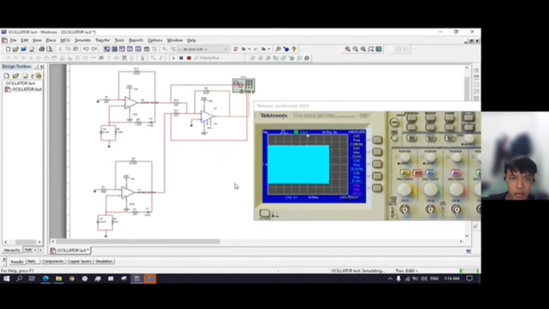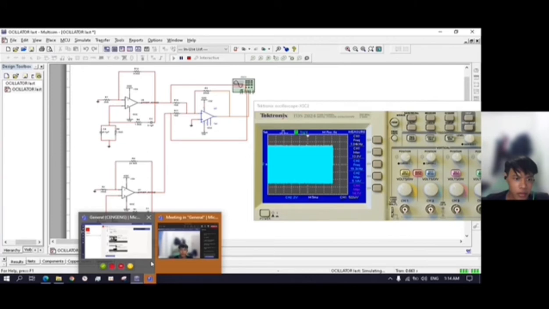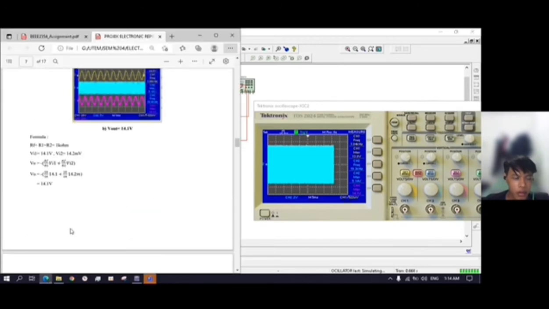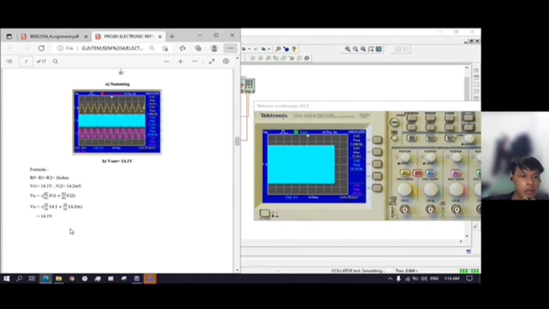Summing for oscillator 1 and oscillator 2. In the equation, how to do the summing? RF must equal R1 and R2, 1 kilo ohm, and then V in 1 is 14.4 and V in 2 is 14.2 milli. And then we do the calculation to get the V out.